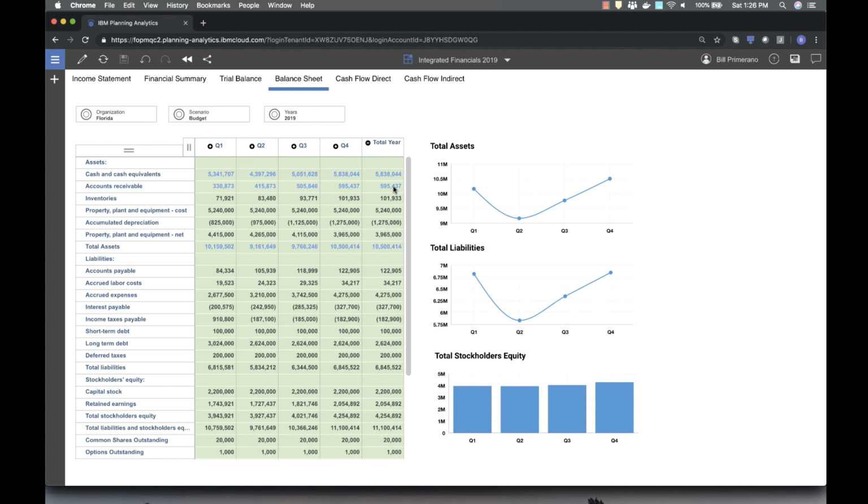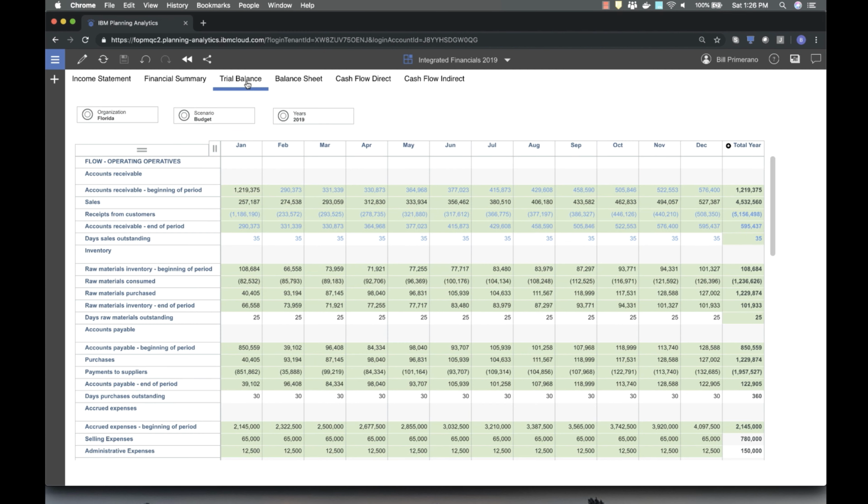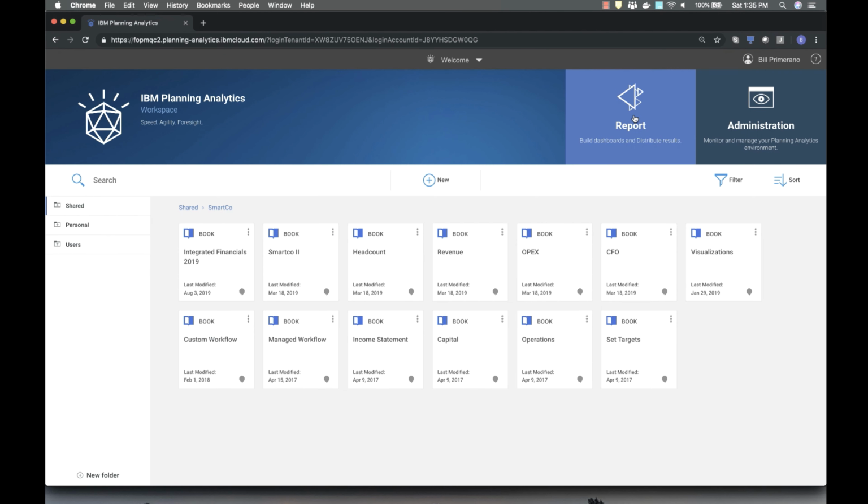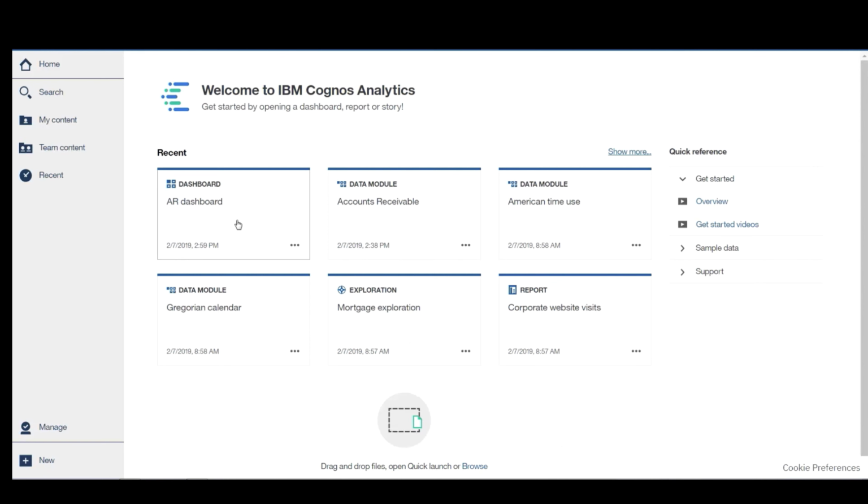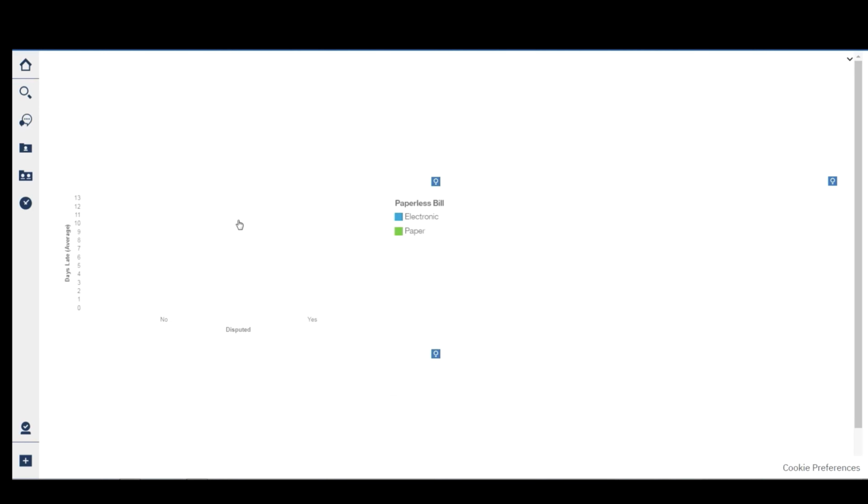I've got some other issues going on with my receivables, and so I want to start looking at my reports and do some exploration to really deep dive into those analytics and understand what's driving my accounts receivable, and am I really going to be able to achieve that 35 days? So right here, I'm going to go into my reports, and I'm going to launch into my accounts receivable dashboard.